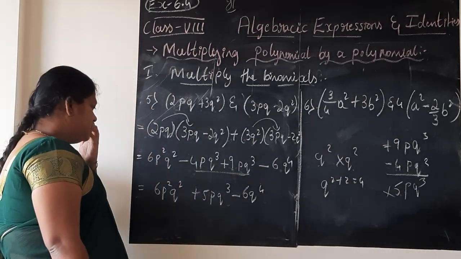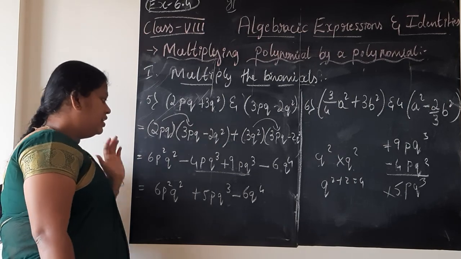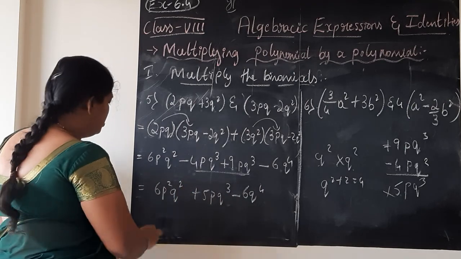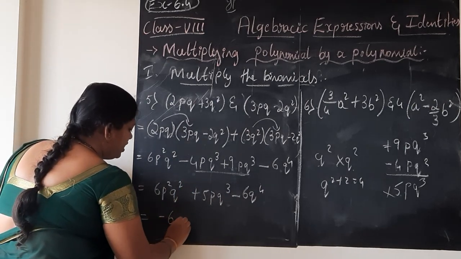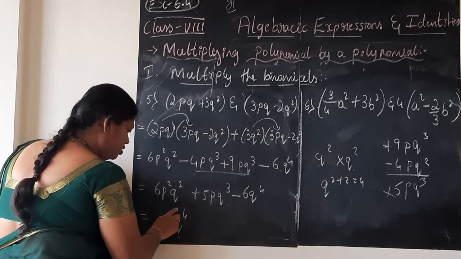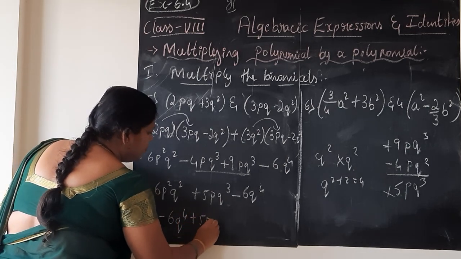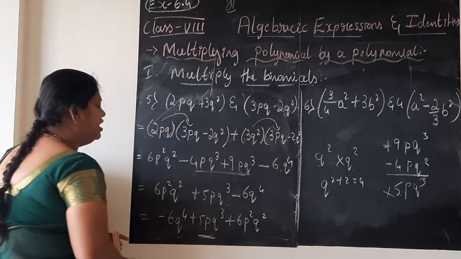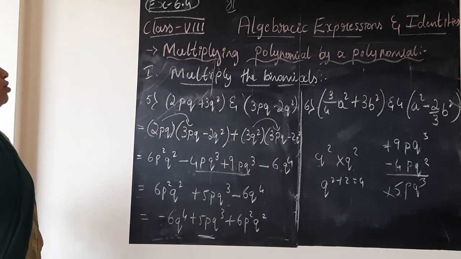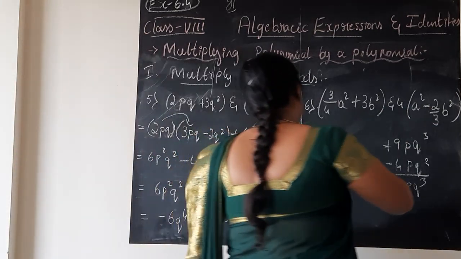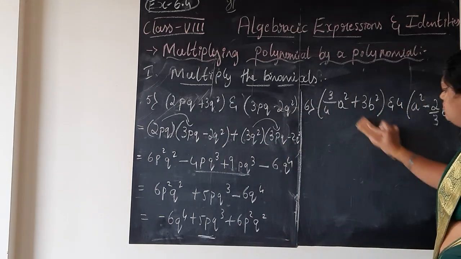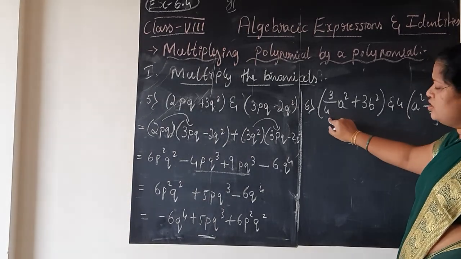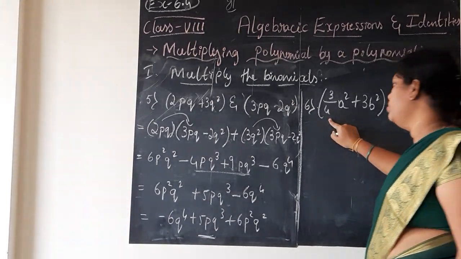Now as I said, we need to keep the powers in decreasing order. Highest power is power 4, next power 3, next power 2. So if you rearrange, what you get is minus 6q to the power 4 plus 5pq cube plus 6p square q square, is the final answer, children. This is how you do. Next, as we did in the third question, the multiplication of decimals, similarly here you have it in terms of fractions, children. So it is also very easy, but be a little careful when you do.